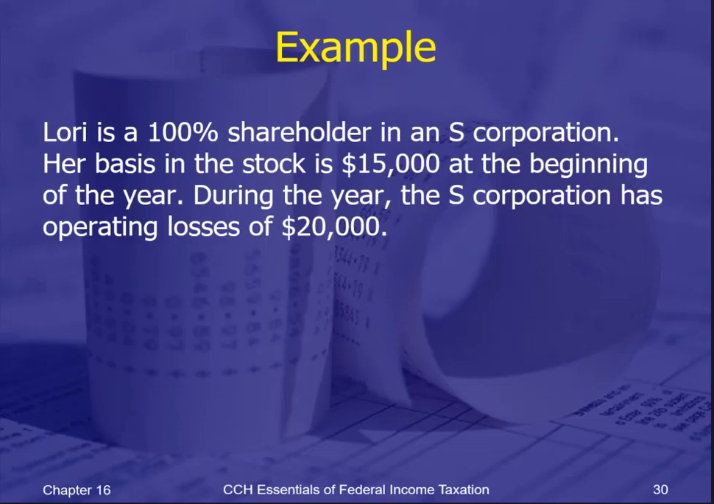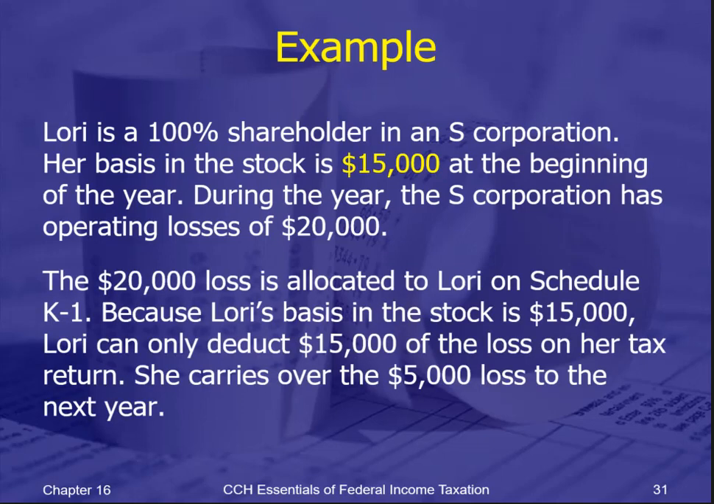Say the beginning basis is 15,000. The S corporation had a loss of 20,000. Because the stock basis is only 15, she can only deduct 15,000 of the loss, and carries over the other 5,000. She'll have to increase her basis in a future year to use that extra loss. Or if she has income pass through in the next year, she can use it to offset that.